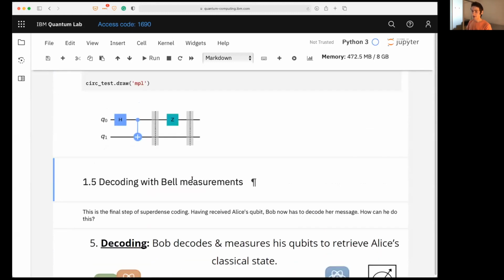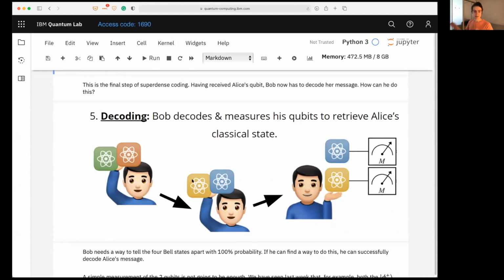So what we have now is Bob is in possession of 2 entangled qubits, and those qubits are in one of the 4 Bell states. Which Bell state they're in is going to tell Bob the message Alice sent. So our final step is to figure out some way for Bob to know with 100% certainty which entangled pair he has.